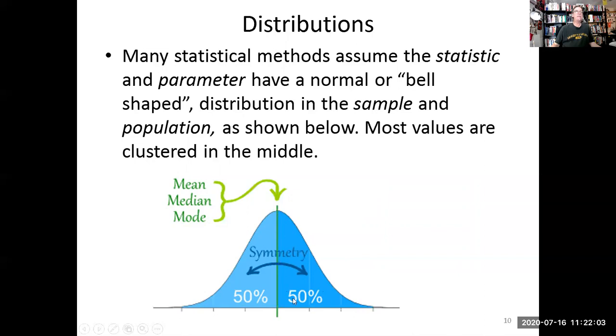Half above, half below: the median and the mean are equal in this case. There's also something called the mode, which is which income is most common, how many people have that income. That would be the mode. But you don't usually see this distribution in a lot of cases.